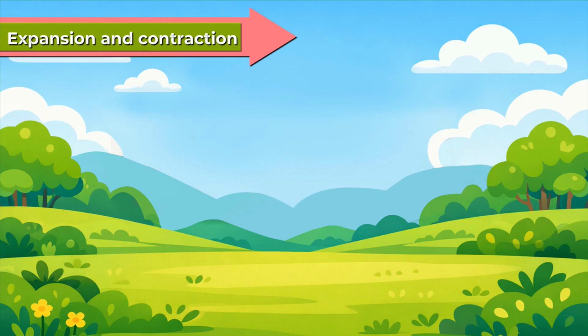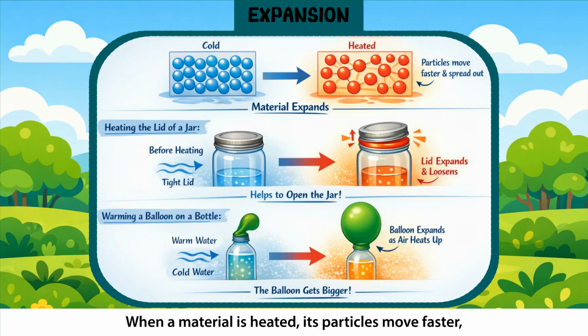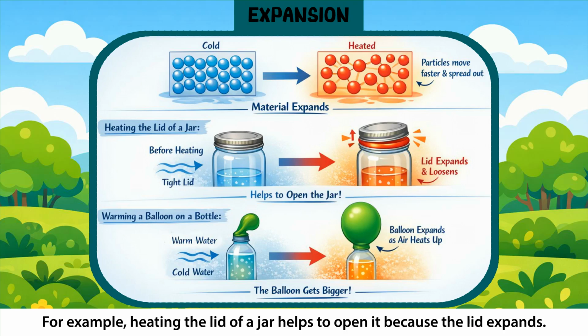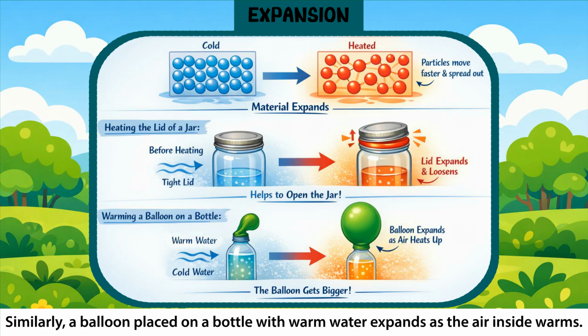Expansion and contraction. When a material is heated, its particles move faster, causing the material to increase in size. This increase in size due to heat is called expansion. For example, heating the lid of a jar helps to open it because the lid expands. Similarly, a balloon placed on a bottle with warm water expands as the air inside warms.